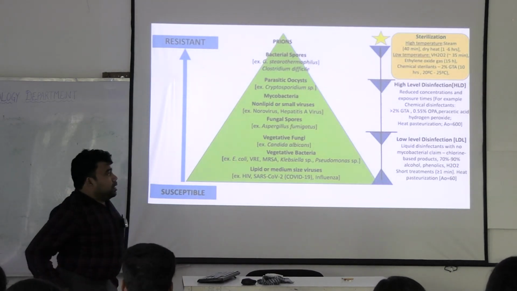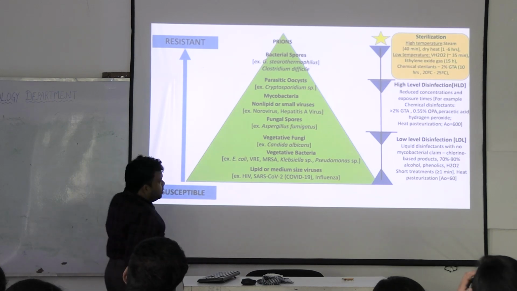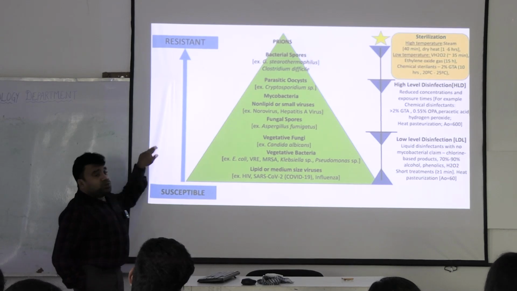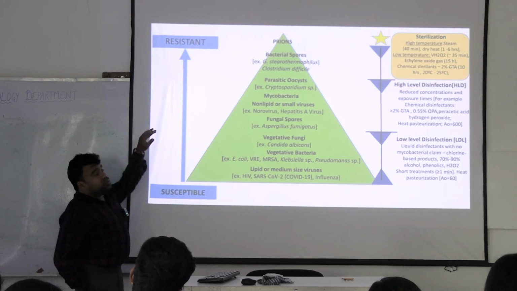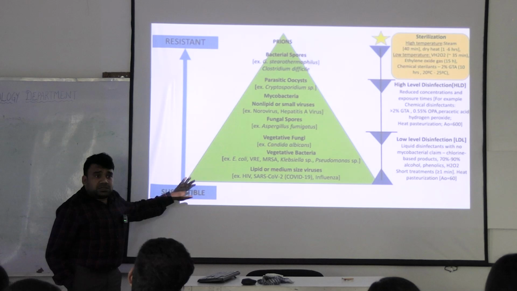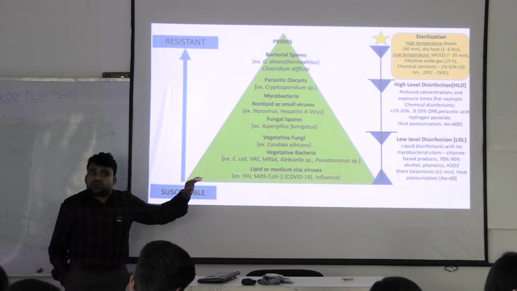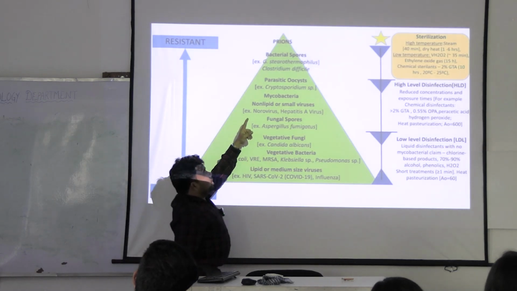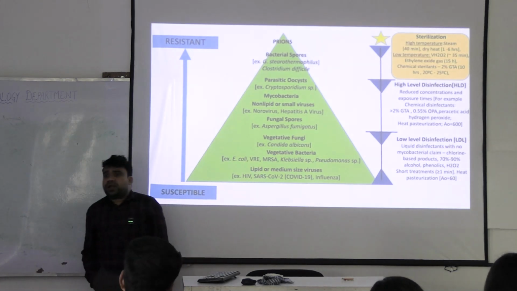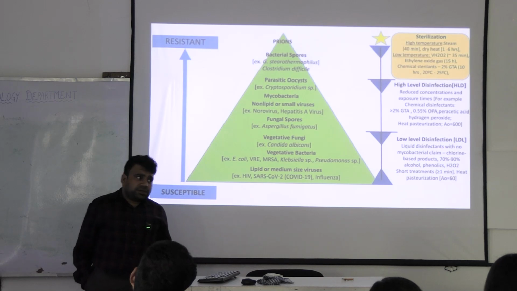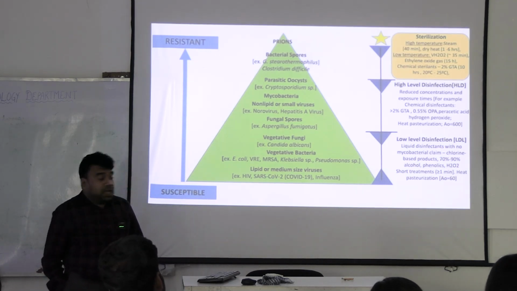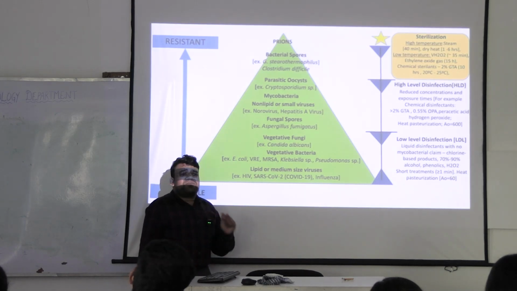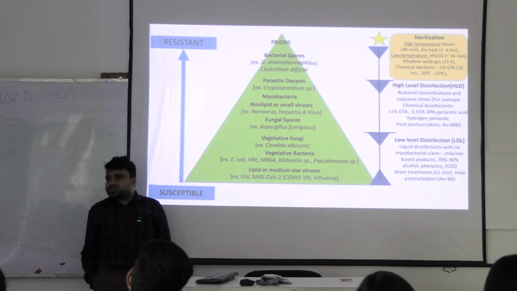Okay. Now this is the overall picture that I want you to understand. On the left hand side, we have susceptible to resistant. This susceptible to resistant is actually on the agents we are using for sterilization and disinfection. This is the pyramid. Most resistant one are the prions, because the prions are not living material, they are infective proteins. And the least are lipid or medium sized viruses, that is the enveloped viruses. They are the least resistant.